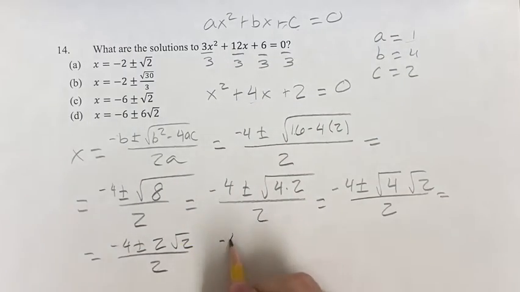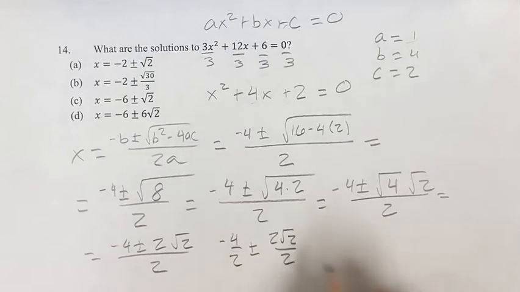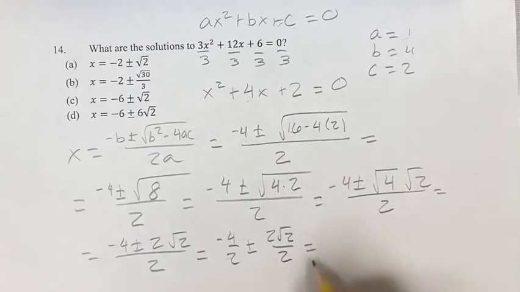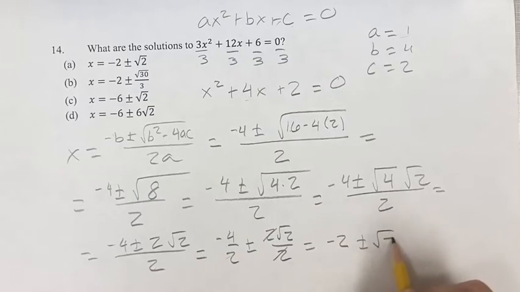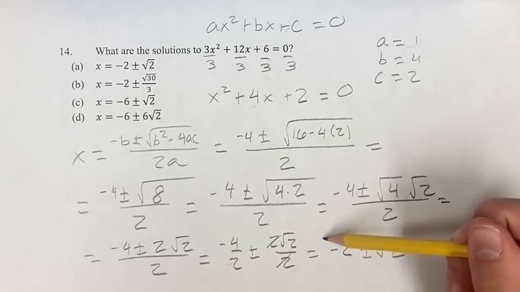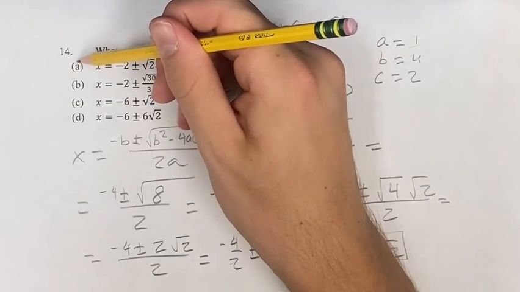So we have negative 4 over 2 plus or minus 2 root 2 over 2. And this is equal to negative 4 over 2 is equal to negative 2. And then these 2's cancel and we're left with plus or minus the square root of 2. So what are the solutions to 3x squared plus 12x plus 6? Negative 2 plus or minus the square root of 2, which is equal to a.